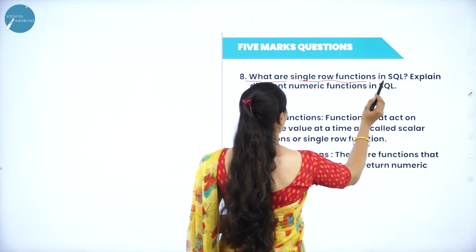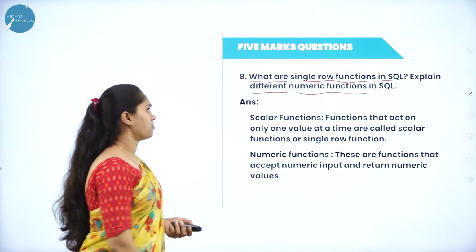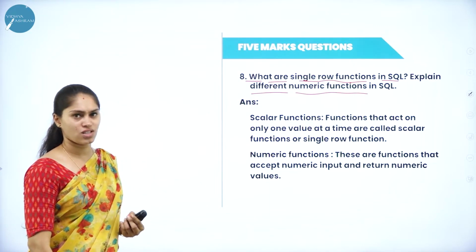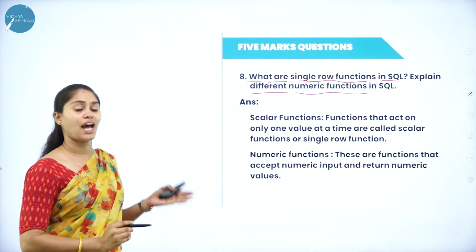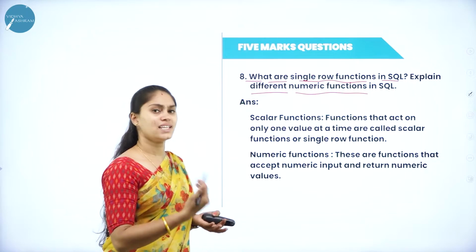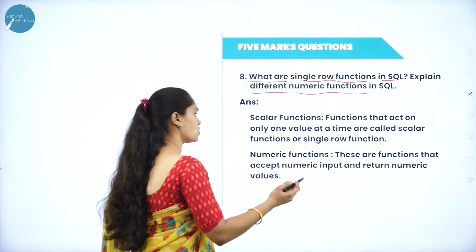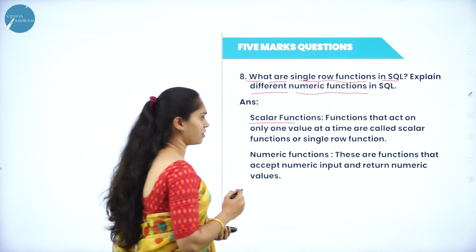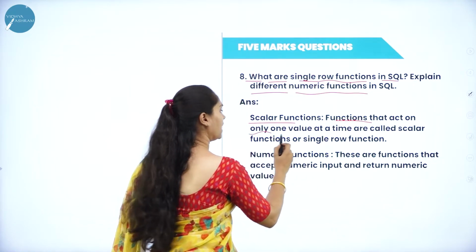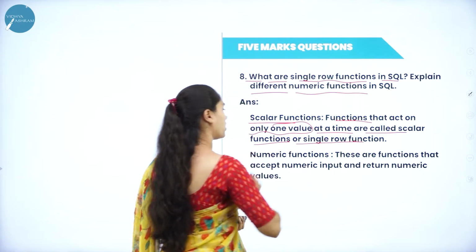What are single row functions in SQL? Explain different numeric functions in SQL. So what are single row functions? We have numeric functions, character functions, and some mathematical functions. All these come under single row functions. This is also called a scalar function. The functions that act on only one value at a time are called scalar functions or single row functions.